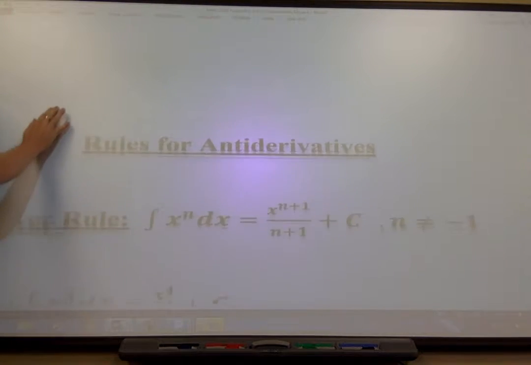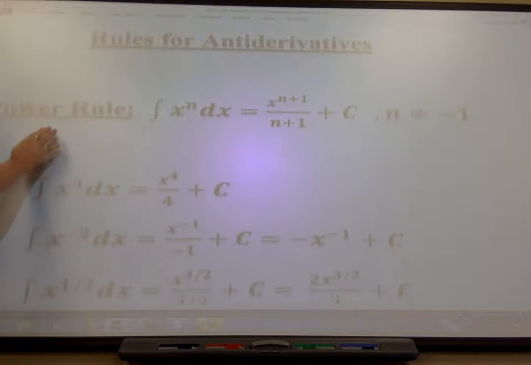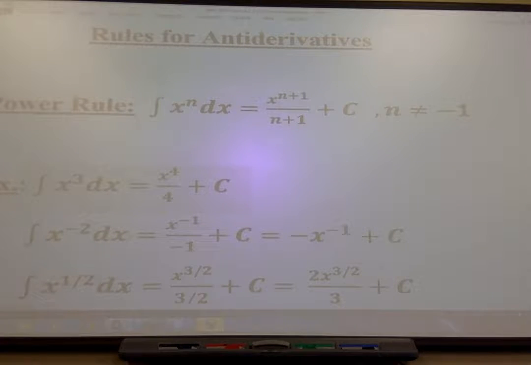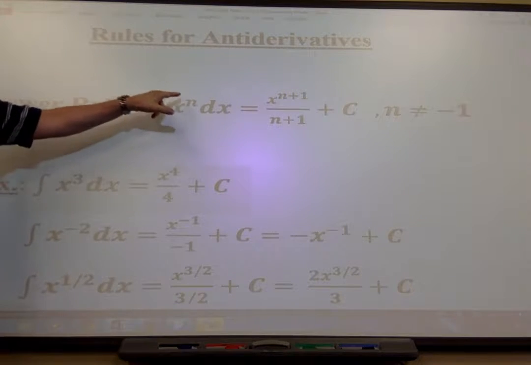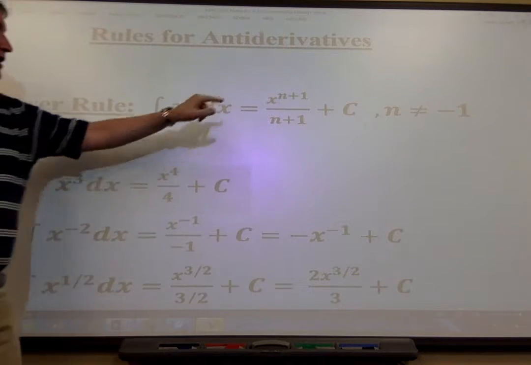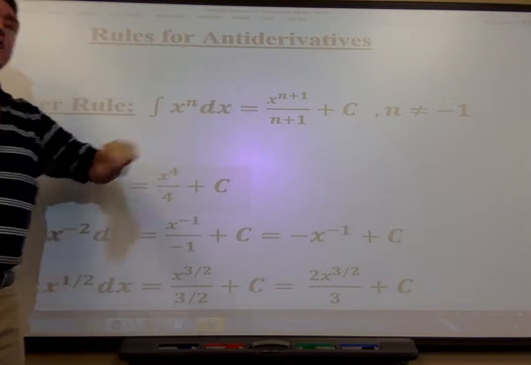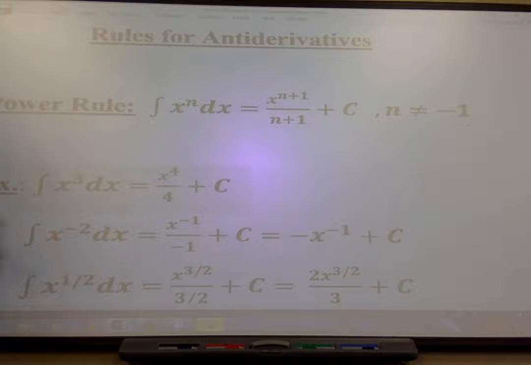So here it is. Here are my rules. See if you like this. The power rule to go backwards, the integral of x to the n with respect to x is x to the n plus 1 over n plus 1. So rather than drop the exponent by 1 when we took a derivative, now I'm going to add 1 and divide by that new power.